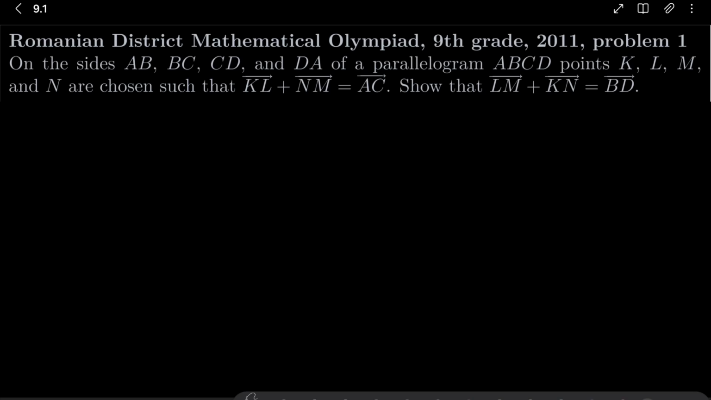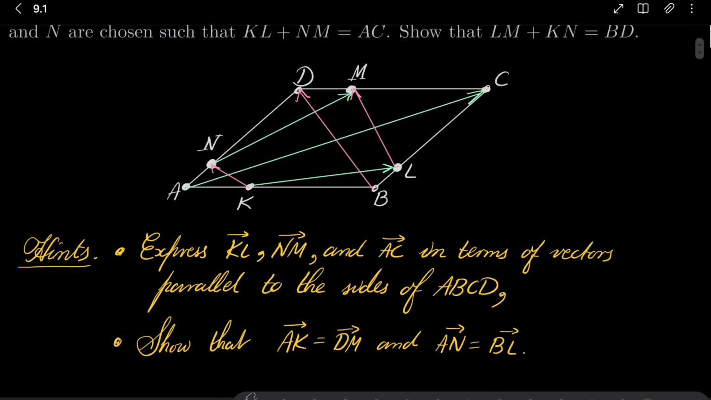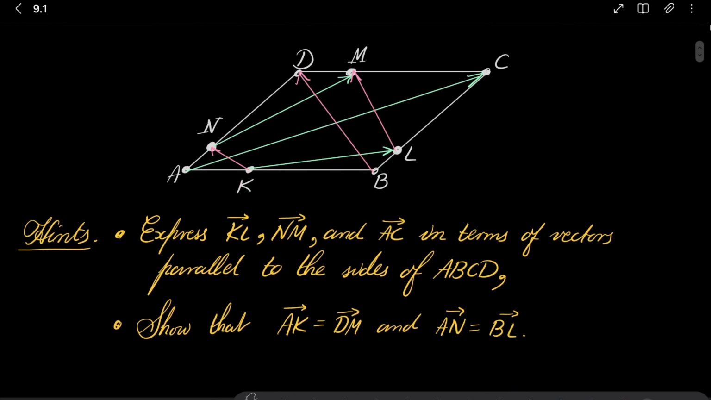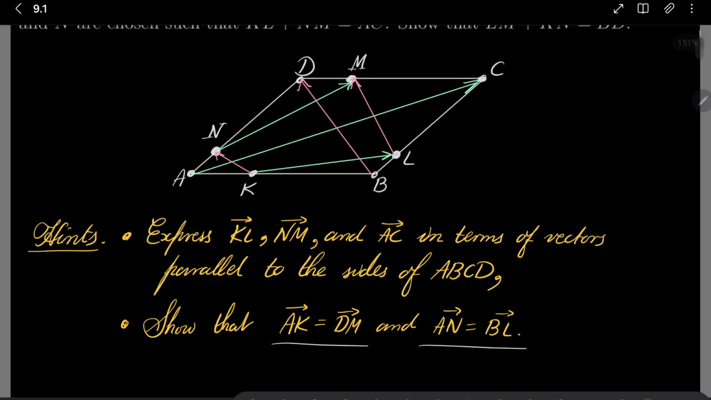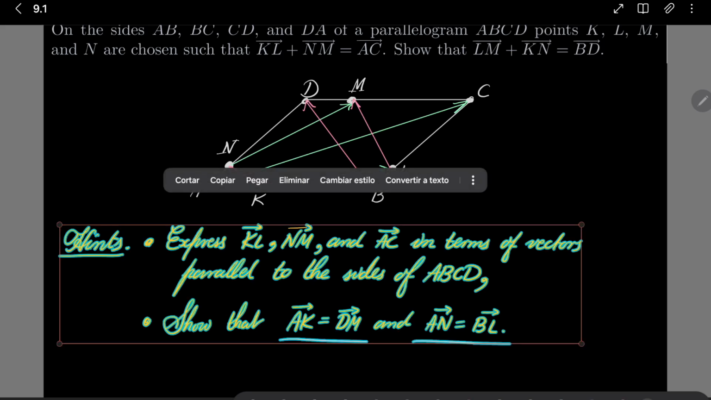So here are my hints for this problem. I think that it may be quite challenging for 9th graders, but here it is. First, make a good drawing, of course. Then, express KL and NM and AC in terms of vectors which are parallel to the sides of our parallelogram. So, for example, in terms of AK, KB, and so on. And crucial observation, show that vector AK equals vector DM and vector AN equals vector BL. And that should be it. So give this problem a try and I will see you in a minute.